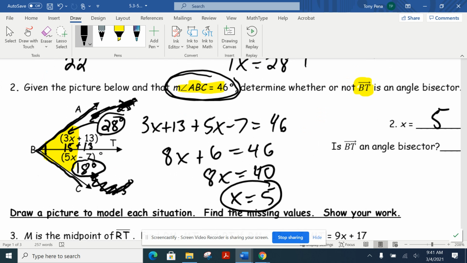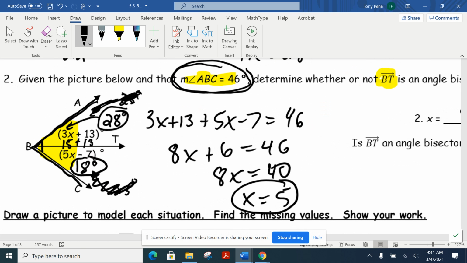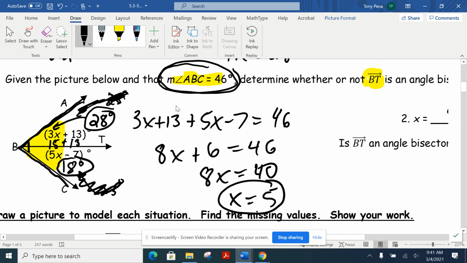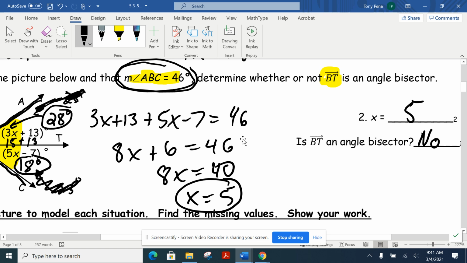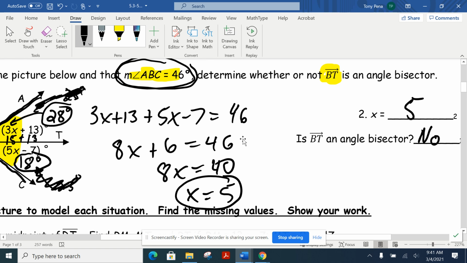Let me make this bigger for people. There we go. All right. So that also, we would say, is a big fat no. All right. So that's that. Midpoints should cut a segment in half. An angle bisector should be cutting an angle in half. So those are some words that we talked about at the beginning of 5.3.